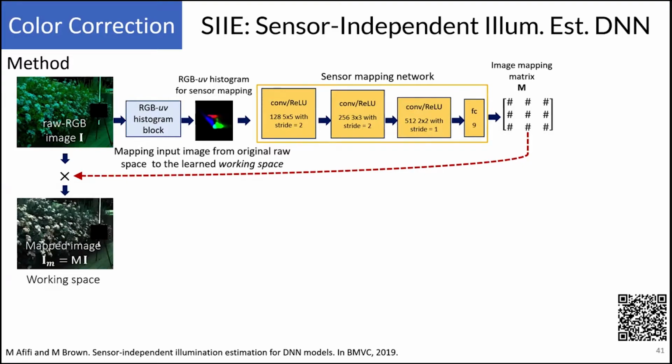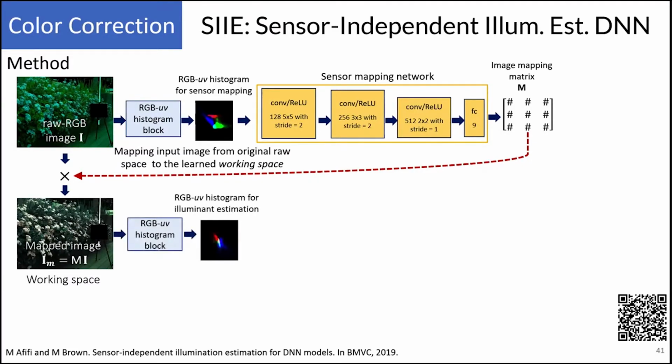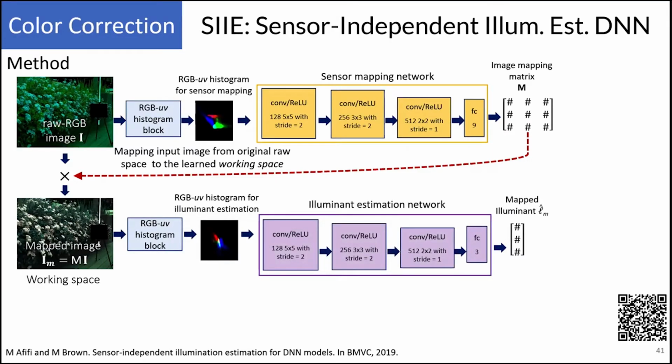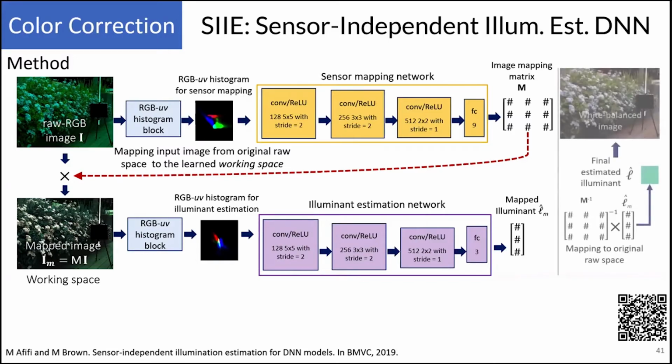And from this mapped image, we do the same thing: we get the histogram feature and then go through another illuminant estimation network to produce the 3D illuminant vector. So this vector represents the color, but in the working space. So in order to get the final RGB illuminant vector for this input image, we need to project it back to the sensor space by multiplying it by the inverse of the mapping matrix.